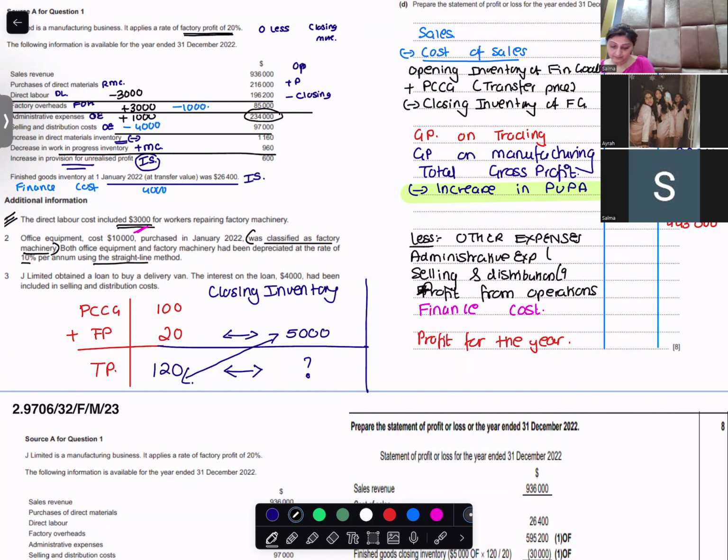Selling and distribution is 97,000. Admin is how much? 235,000. Selling and distribution, 97,000. Total is how much? So it's 93,000. 235,000 plus 93,000, 328. So it is 115,000.